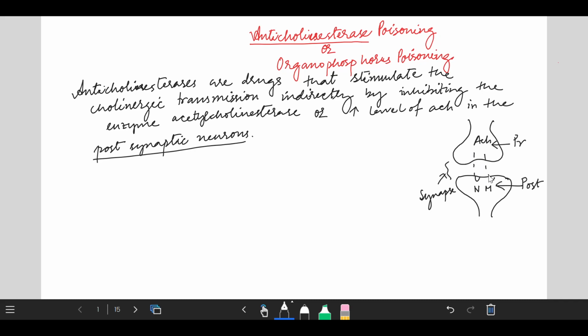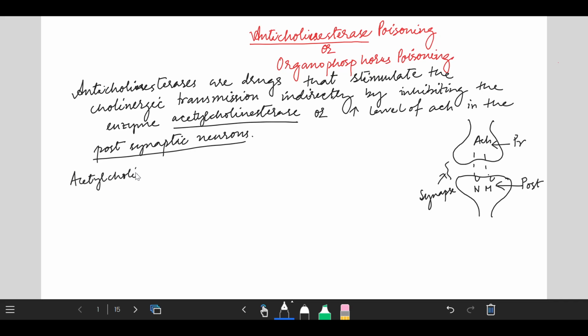Now, what is acetylcholinesterase? Acetylcholinesterases are enzymes which hydrolyze and inactivate acetylcholine in the synaptic clefts of the autonomic nervous system. It can be the central nervous system or the neuromuscular junction of the somatic nervous system. Neuromuscular junction means where neuron and muscle are attached.